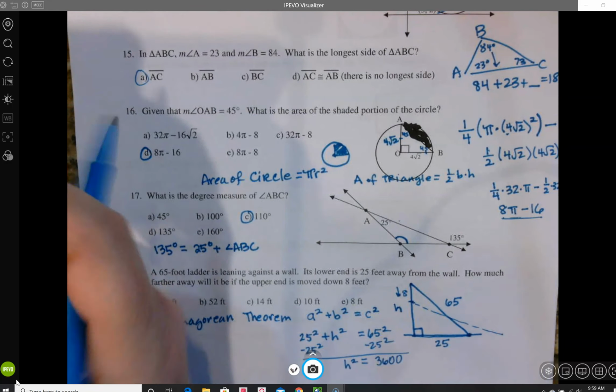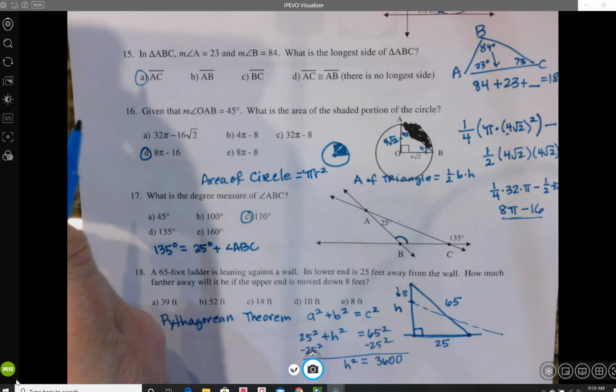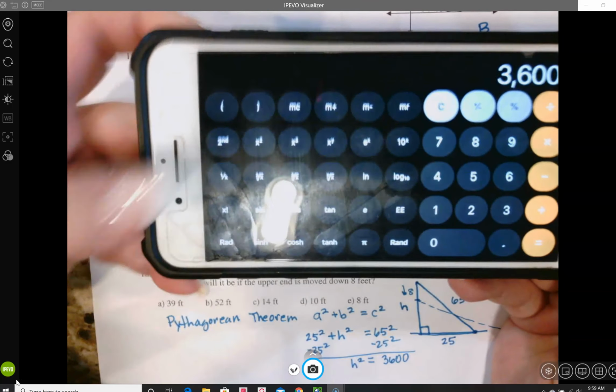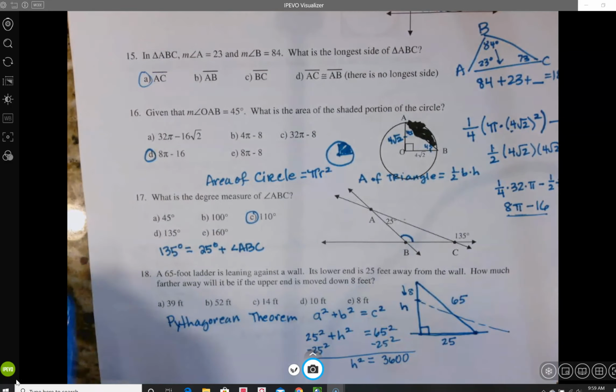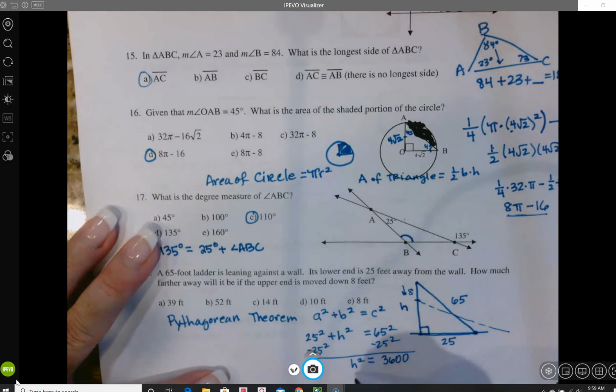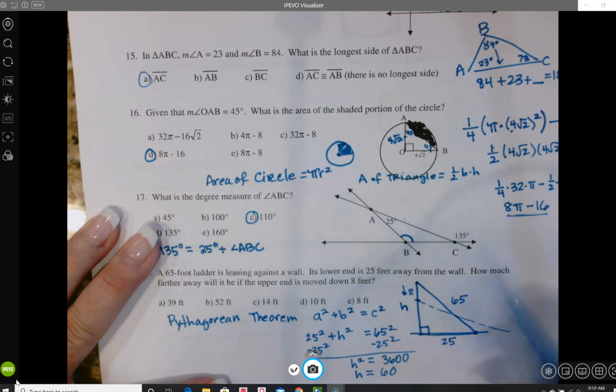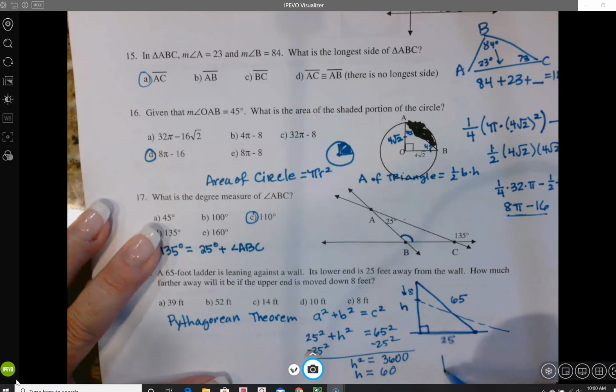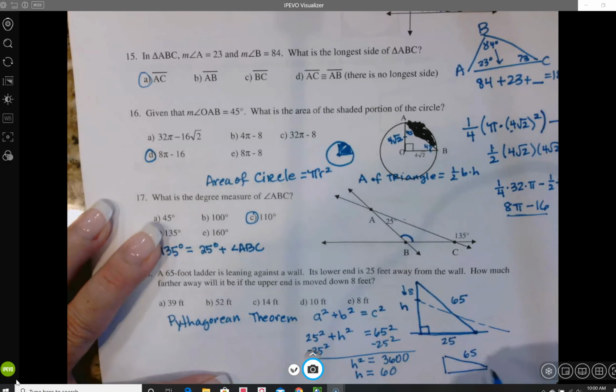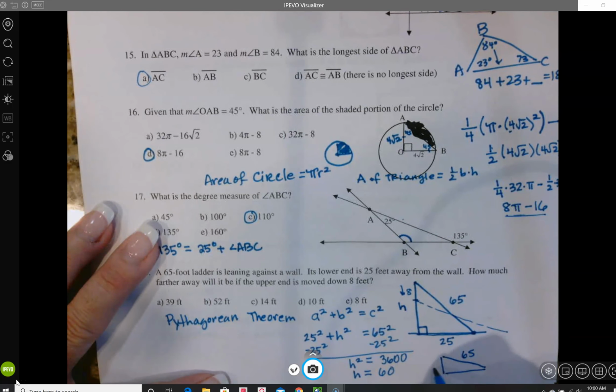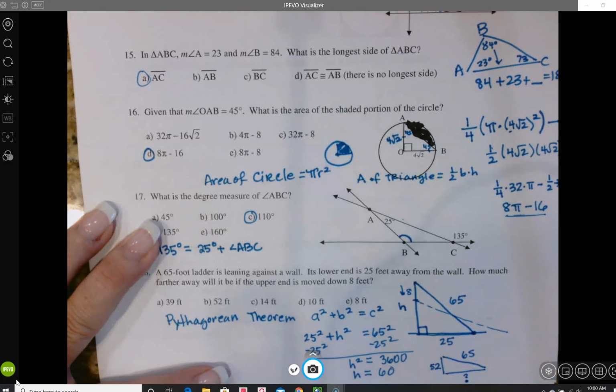So I have to turn my calculator sideways, and there is a square root. So the square root of 3,600. So originally, my height on the wall was 60 feet. So in my new right triangle, after I slide it down 8 feet, now my ladder, that length doesn't change. It stays 65. My new height is 8 feet down the wall, so it's 52. So here's the part that I'm looking for.